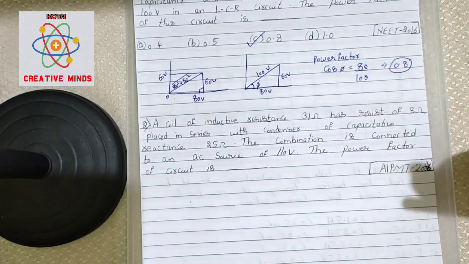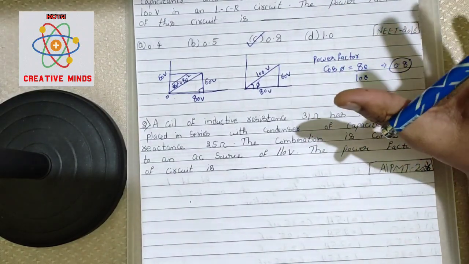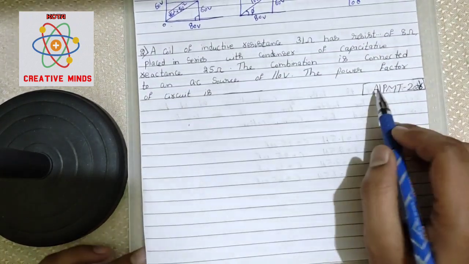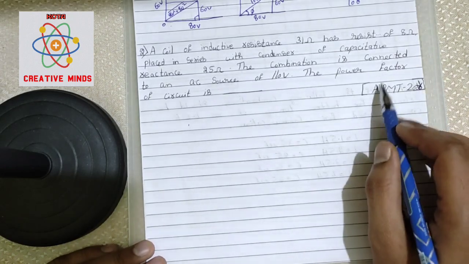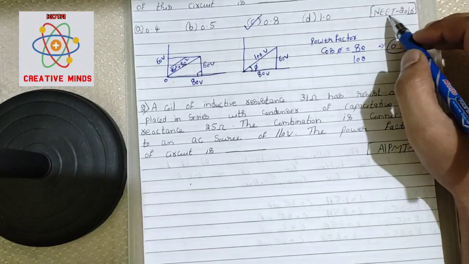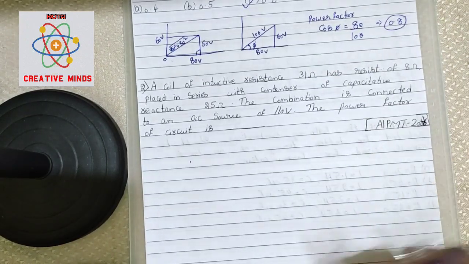Easily we can solve. Nothing is there in this, just a small concept and a bit of practice. That's all. Now let us move to problem number 2. See, this is also asked in AIPMT 2006. Before the introduction of NEET, it was called AIPMT. You might be knowing all those things.